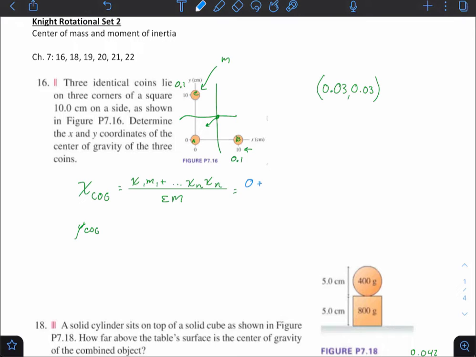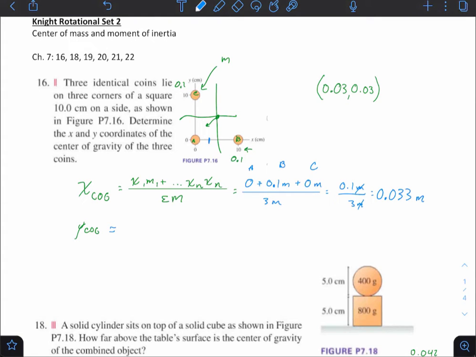For B, x is 0.1 times m, plus for coin C, and I'll put those above, it's 0 times m. And then we divide out by our total mass, which is 3m. And then you're going to get 0.1 m over 3, which is going to be 0.033, because the m's will cancel. Meters, so our x position is at the 3 centimeter mark.